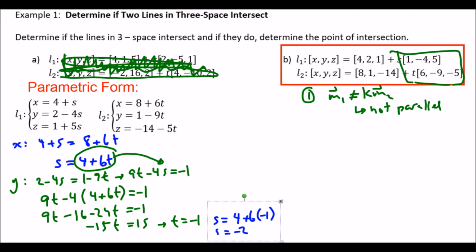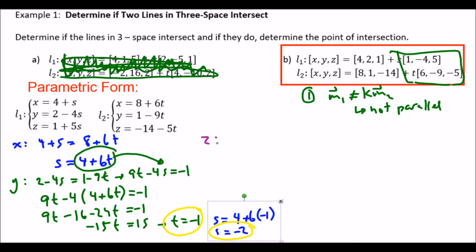So I have got my t, I've got my s. What do I do now? Well, I haven't looked at my z's yet. So what I'm going to do is plug in s and t into z and check if it works. If it works, if left side equals right side, there's a point of intersection. If left side doesn't equal right side, there's no point of intersection. So here we go. I'm going to look at z now.